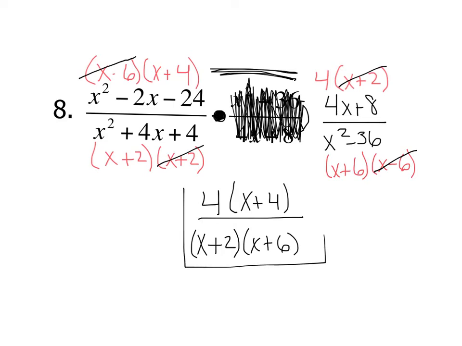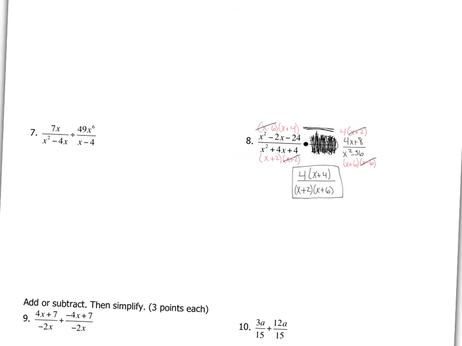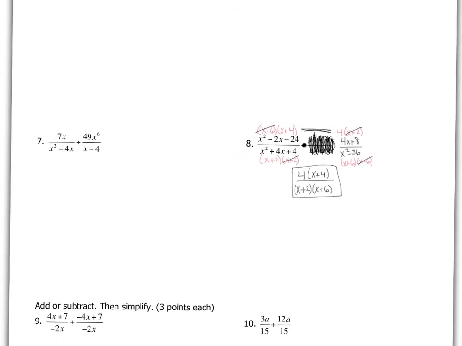And that is it. Okay, like I said, if you can do that problem right there with no issues, then you should be fine with number 7. So number 7 is the same thing, change to multiplication, but flip it around.